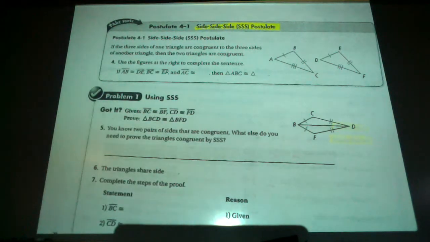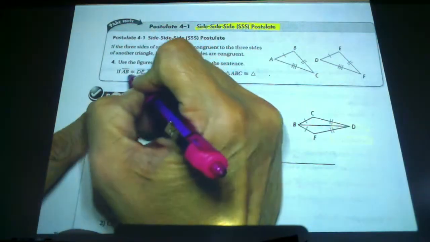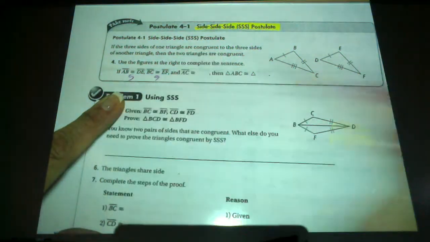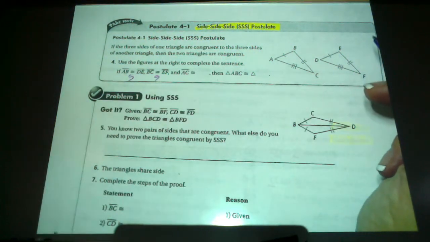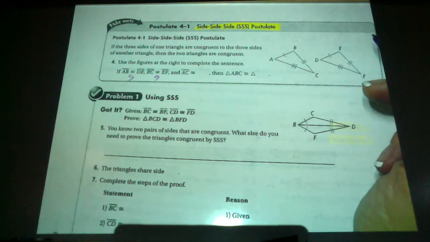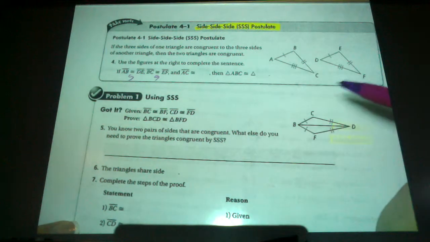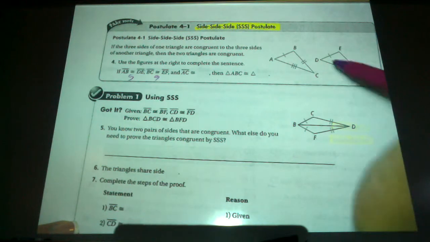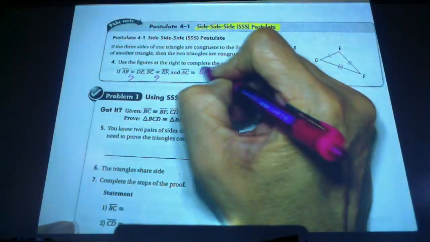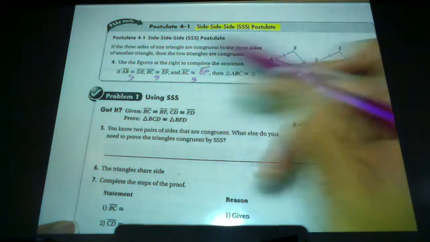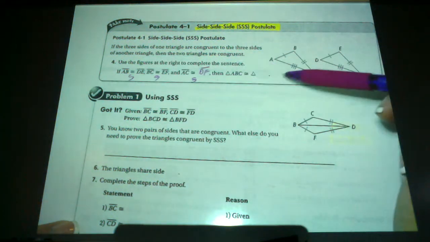So over here, this would be S, this would be S. These would be things you would put in your proof, and you might have reasons associated with it. It might be given, it might be the reflexive property, it might be something else. AC is congruent to what? DF, because they both have the 3 tick marks. And so that's your third S. Once you hit SSS, then you can say the triangles are congruent.